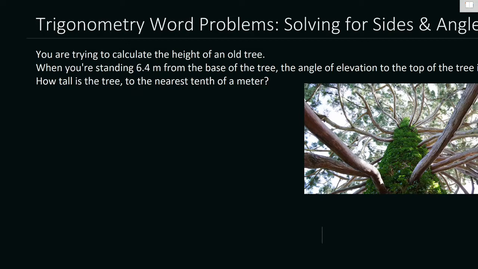Question 1. You are trying to calculate the height of an old tree. When you're standing 6.4 meters from the base of the tree, the angle of elevation to the top of the tree is 54 degrees. How tall is the tree to the nearest tenth of a meter? Okay, so I guess we should draw a diagram. So let's draw our tree.